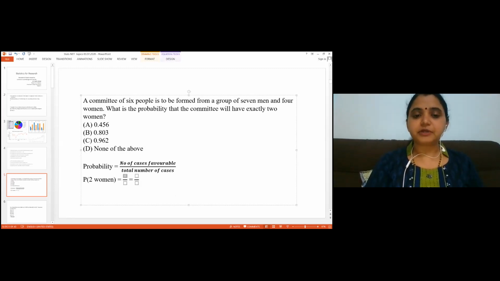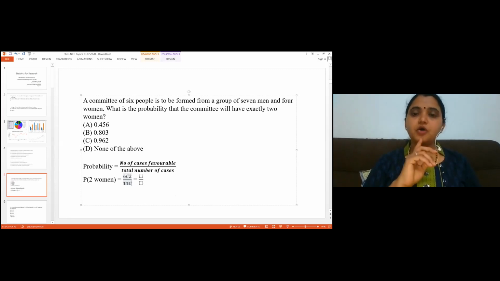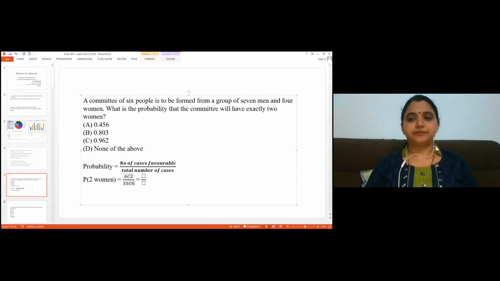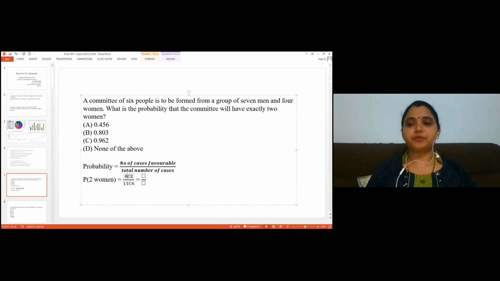What is it? Favorable cases is 6 combination 2, that means all possible combinations of 2 from 6, over 11C6. How many do we need? We need 6 from the total. Am I correct? Sorry, 4 women only. It's not 6. There are only 4 women in all, so from among the 4 women.